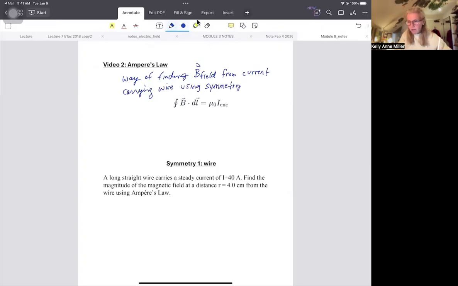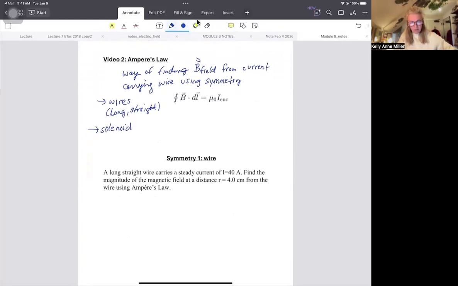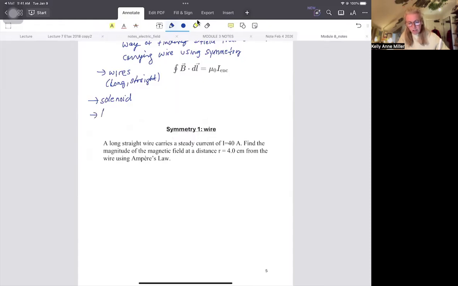Okay, and there are really three main symmetries. Long straight wires, so wires which are long and straight, solenoids, and toroids. So I'm just going to go through and basically derive the B field equations that I wrote out for you in the first video. I'm going to use Ampere's law to derive each of the formulas for these three symmetries.